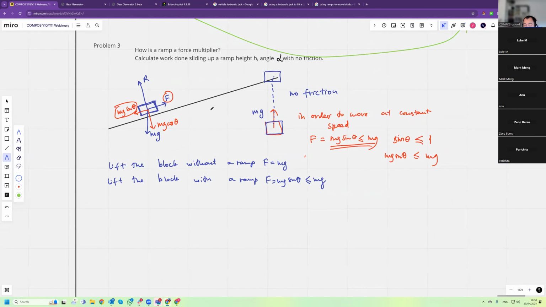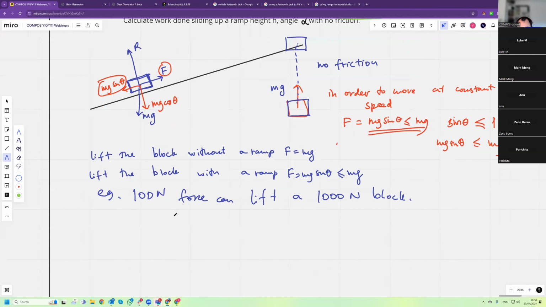Even though the force is increased, as in you need less force to move it, you can use a 100 Newton force to lift a 1,000 Newton block. For example, 100 Newtons force can lift a 1,000 Newton block. That's why it's a force multiplier.